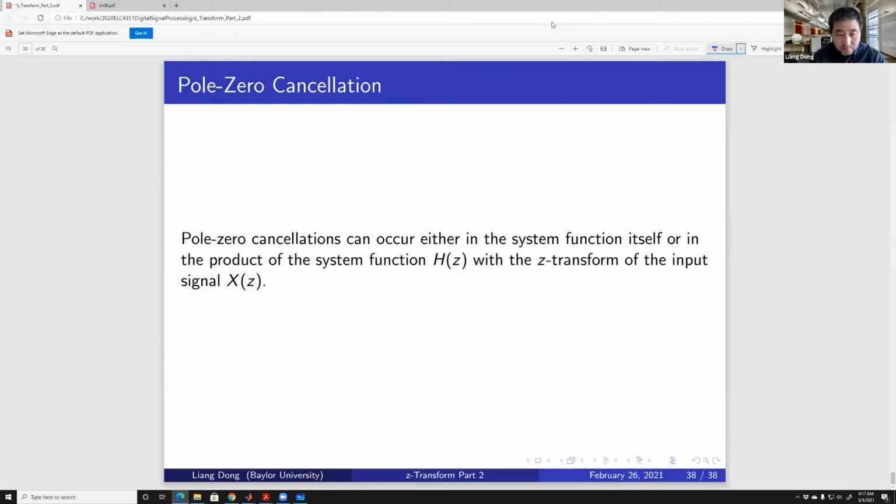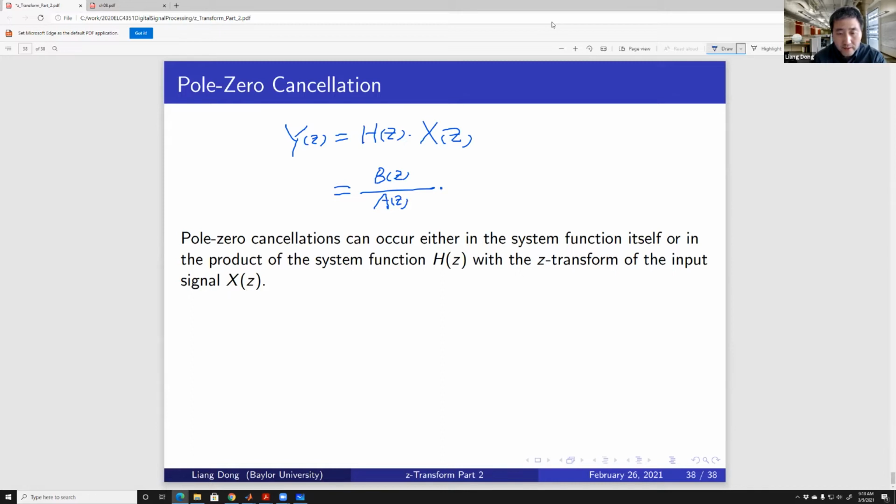The last content I'm trying to do for this chapter is called pole-zero cancellation. Pole-zero cancellation can occur either in the system function itself or in the product of the system function H(z) with the Z-transform of the input signal X(z). So last time we looked at the output H(z) times X(z). Last time we used an example, say, the system is linear time invariant. Therefore, I have this rational form, B(z) over A(z).